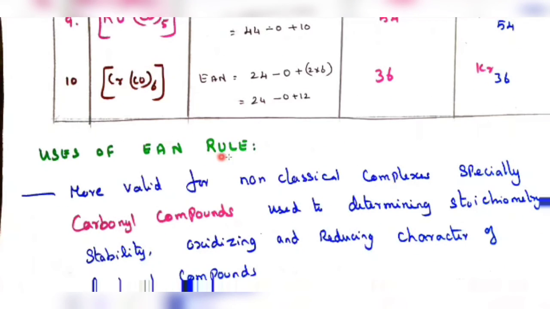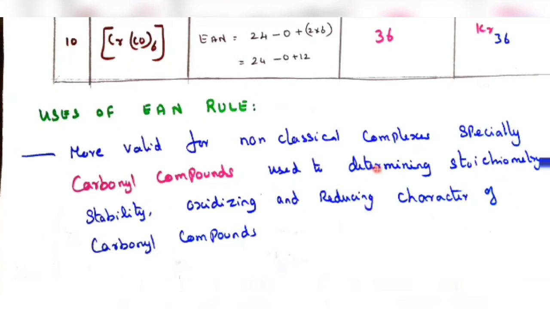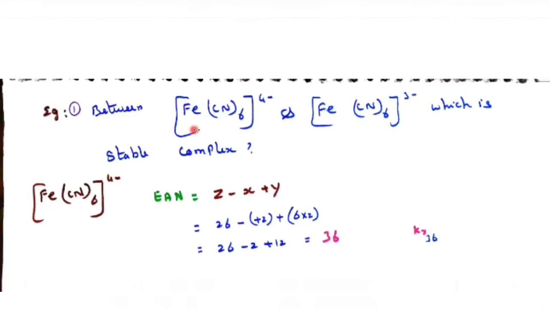So what are the uses of the EAN rule? It is more valid for non-classical complexes, especially carbonyl compounds. We can determine the stoichiometry, the stability, and the oxidizing and reducing character of carbonyl complexes, which can be calculated. So between [Fe(CN)6]4- and [Fe(CN)6]3-, which is the more stable complex?